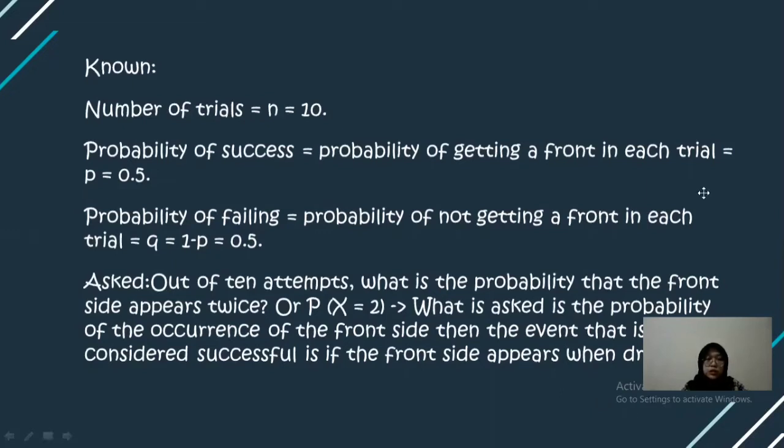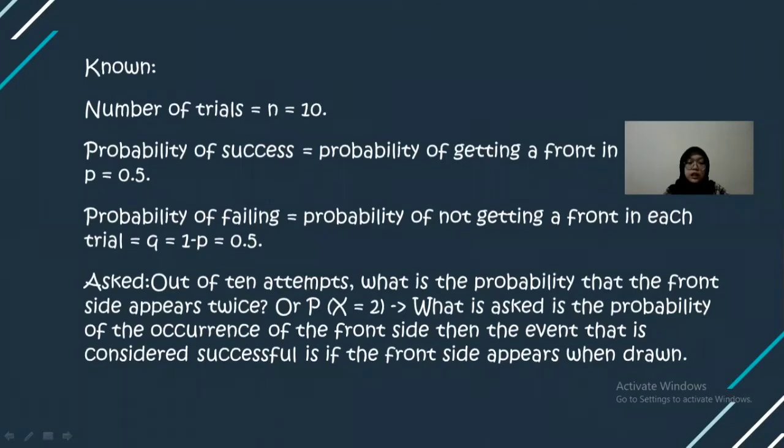From this question, we ask: out of 10 tosses, what is the probability that the front side appears twice? Or P(x) where x is 2. The event that is considered successful is if the front side appears when tossed. Okay, we can see what we know from the question.